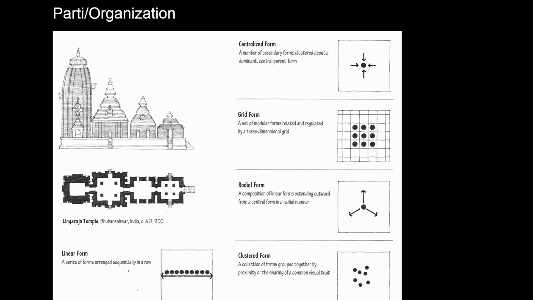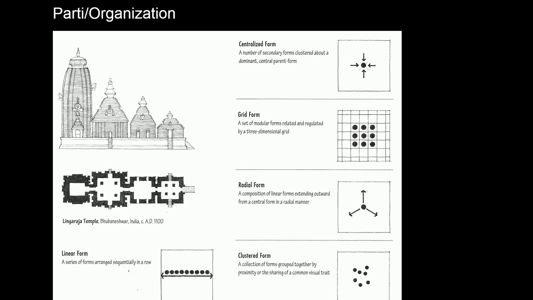All right, so now let's go a little further into depth into this idea of party, or organization. An organizational method. This comes out of Francis D.K. Ching's book Form, Space, and Order. It can be considered to fit into a few different categories: centralized forms, grid forms, radial forms, linear forms, and clustered forms. I can expand upon those as we go further through the semester, but those things tend to be the organizing principle.